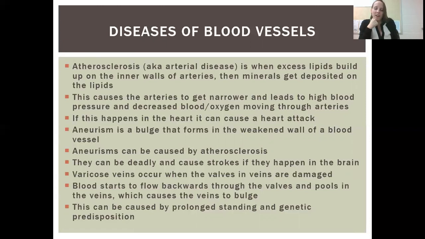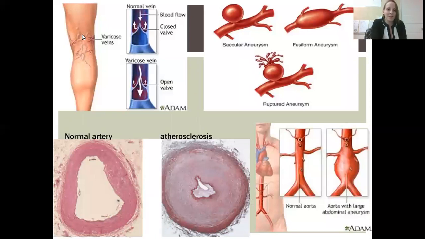And then there's something called varicose veins, which is when the one-way valves in the veins become damaged and the blood starts to kind of flow backward and pool in the veins. That can happen with prolonged standing, and there's also a genetic component to that. So this is what varicose veins look like. They're not really dangerous. Some people just find them kind of unsightly.